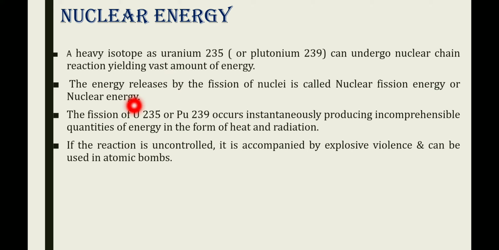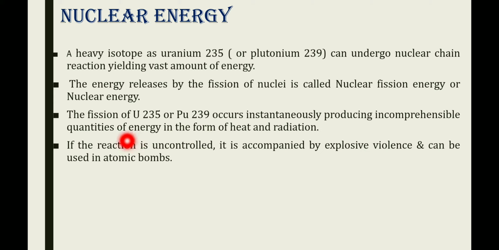Getting my point? The energy released by this fission of nuclei is called what? Nuclear energy or nuclear fission energy. The fission of uranium-235, or also plutonium-239, occurs instantaneously and produces incomprehensible quantities of energy in the form of heat as well as radiation. What I told here: after this nuclear chain reaction process, a huge amount of energy is produced in the form of what? Heat as well as radiation.